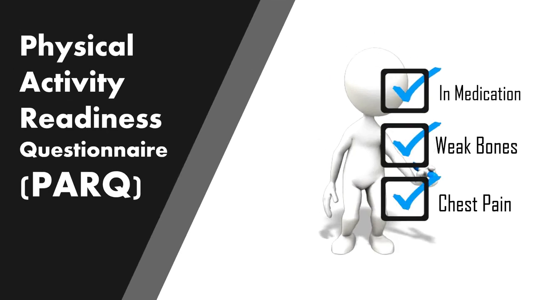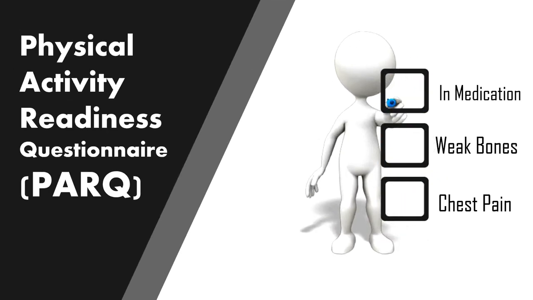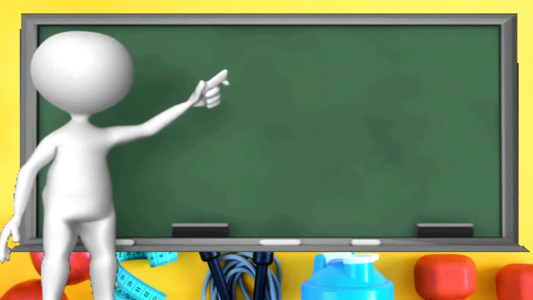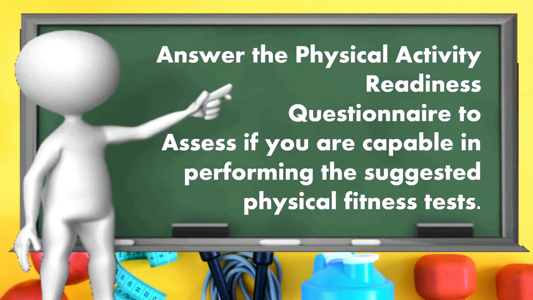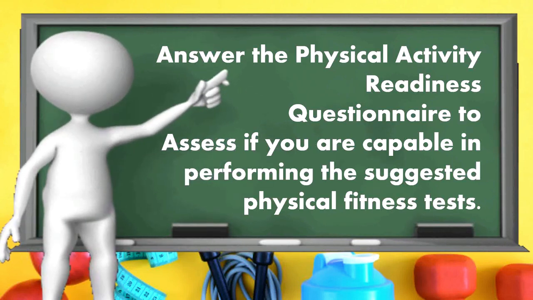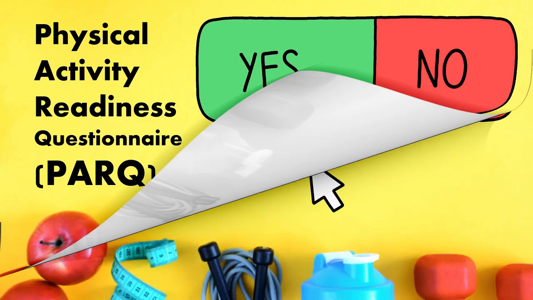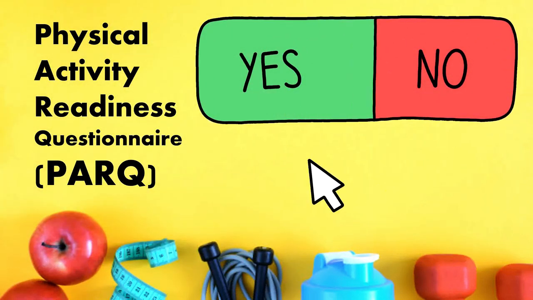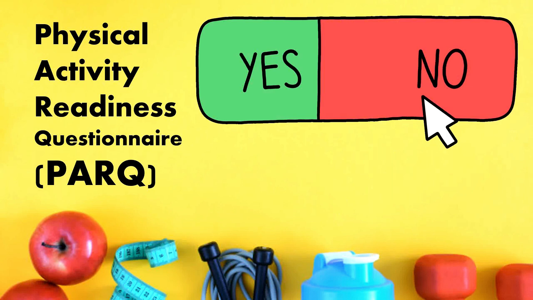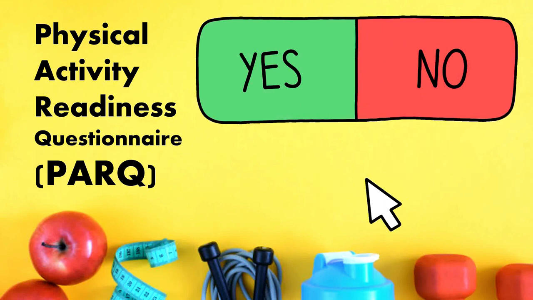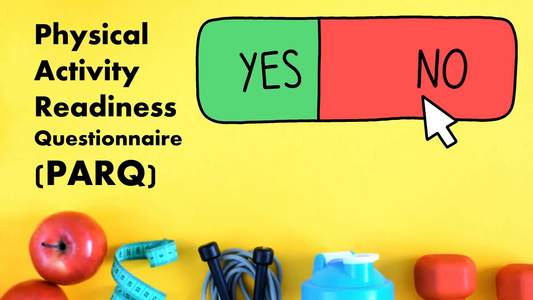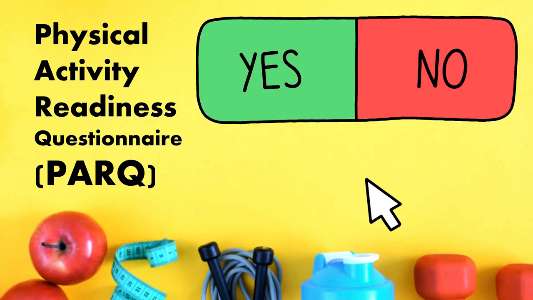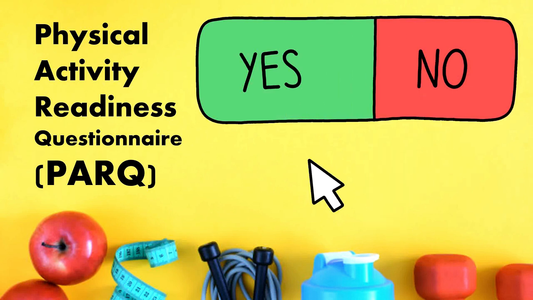Let's now have the PARQ, or the Physical Activity Readiness Questionnaire. Answer the Physical Activity Readiness Questionnaire, or the PARQ, to assess if you are capable in performing the suggested physical fitness test. The PARQ are answerable by yes or no. In this part, you need to have your record book or a piece of paper to write down your answer. After the questionnaires, we will be assessing your answer to know if you will be capable of doing the fitness test or not. Let's start with question number one.